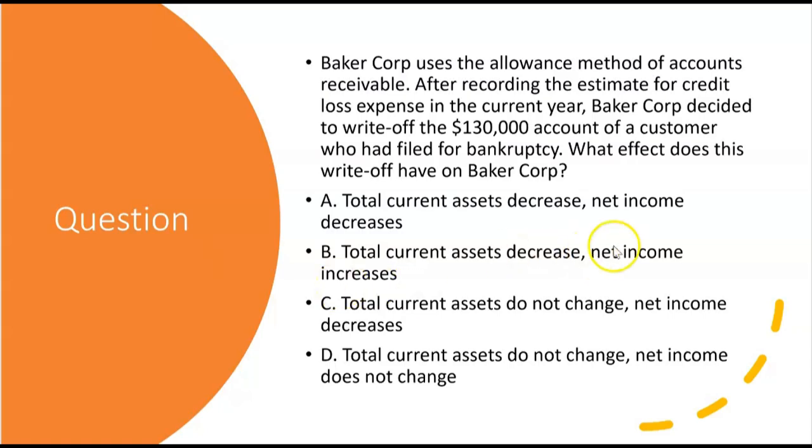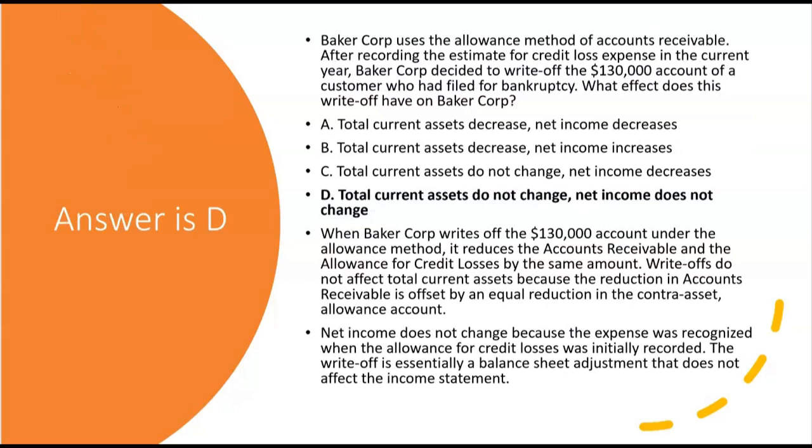So there's no impact on the income statement. A says net income decreases, that has to be wrong. B says net income increases, that can't be right either. C says net income decreases, so A, B, and C have to be wrong. The answer has to be D. Total current assets do not change, net income does not change. So D is correct. When Baker Corp writes off the $130,000 account, it reduces accounts receivable and reduces allowance for credit losses by the same amount. Write-offs do not affect total current assets because the reduction in accounts receivable is offset by an equal reduction in the contra asset, the allowance account. And that's all balance sheet.